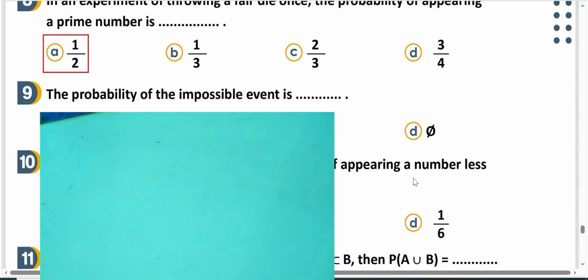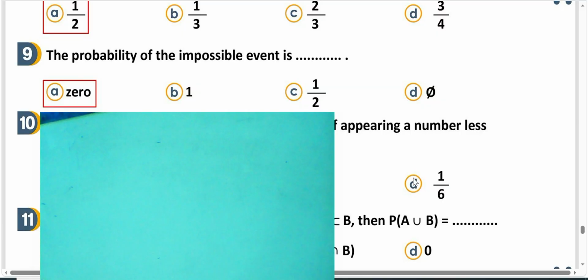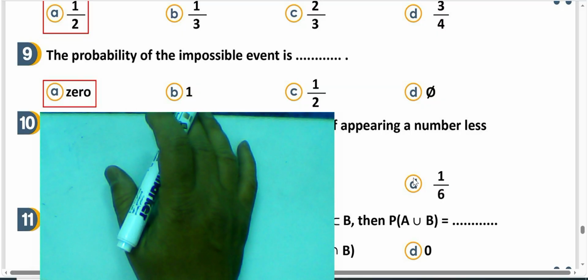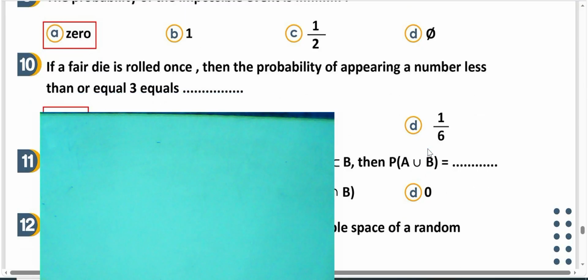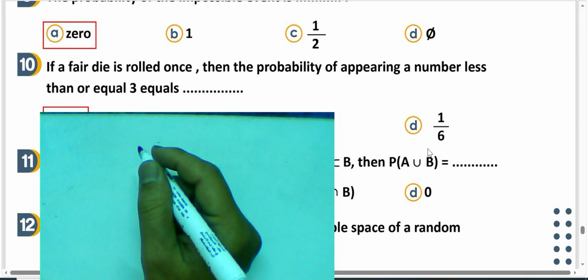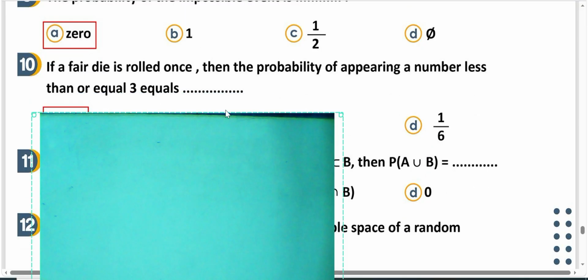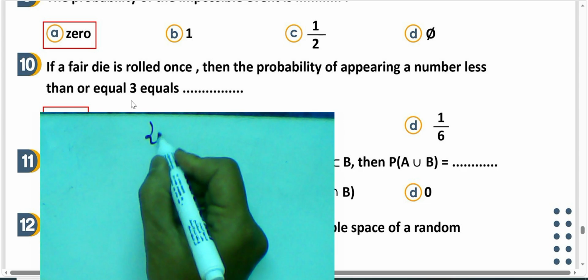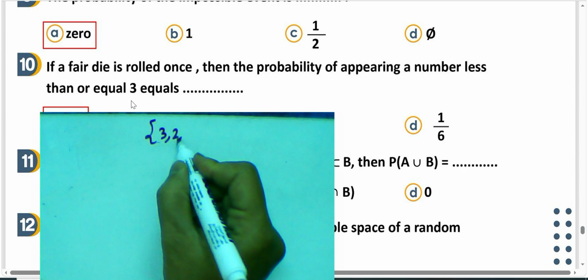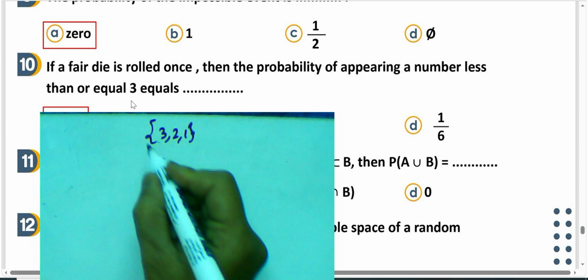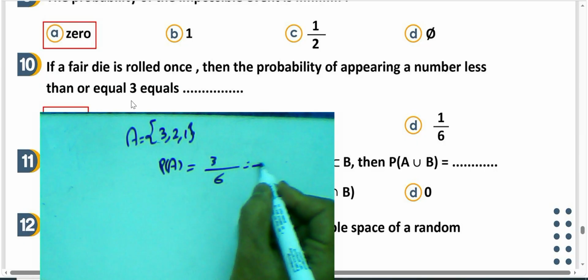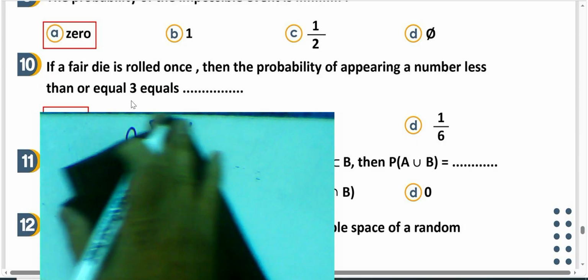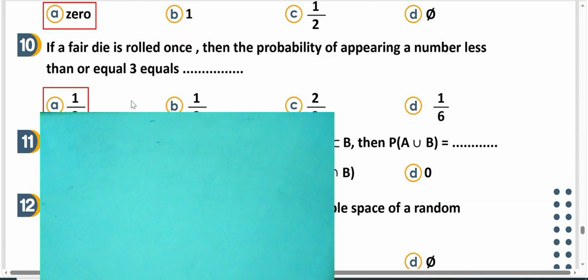Next question down here, number 9, the probability of an impossible event. Impossible will be 0, okay? Impossible will be 0. Choose letter A. Next question. Faraday rolled a die once. The probability of appearing a number less than or equal to 3, okay? We can write less than or equal to 3: write 3, 2, 1. Then the probability of this event is the number of elements divided by the total number, the result will be 1 over 2. 3 over 6 will be half.